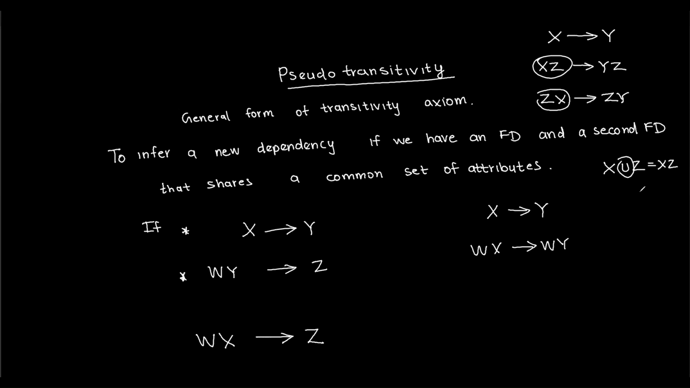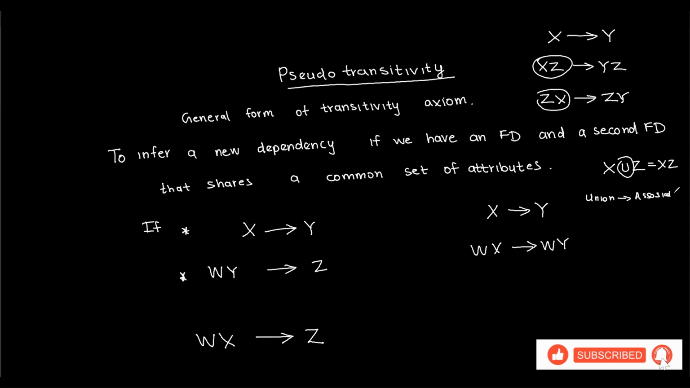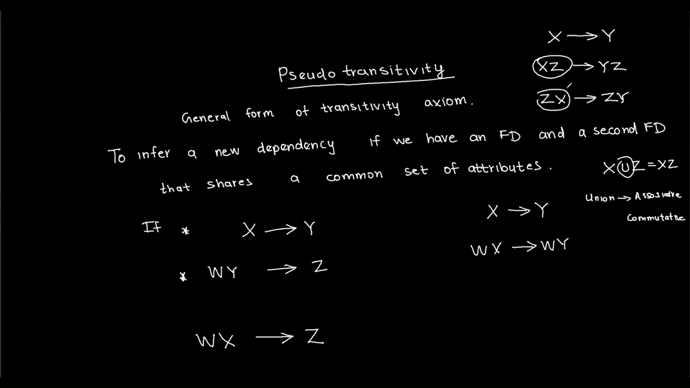In union, the order doesn't matter because the union operator is associative as well as commutative. So it doesn't matter where you add this, where you augment this new set of attributes. So it can be like this.